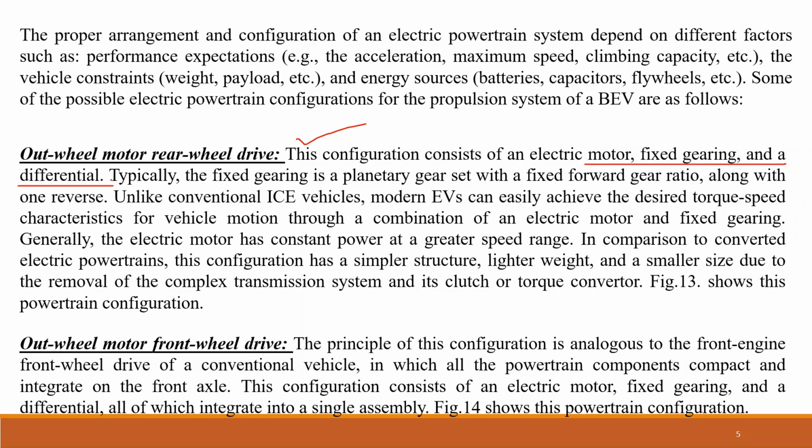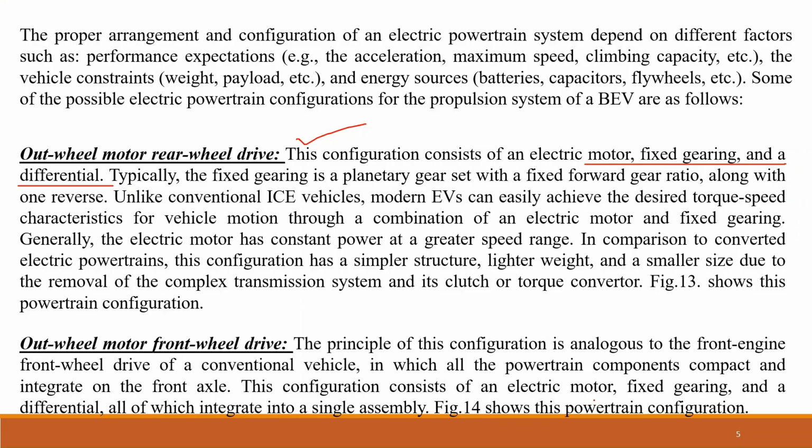In comparison to the converted electric powertrain, this configuration is much simpler. It is light in weight and small in size due to the removal of the complex transmission system, the clutch and the torque converter. So this is the powertrain configuration.